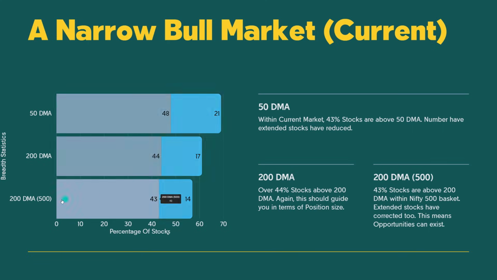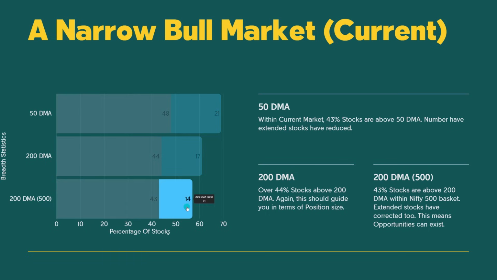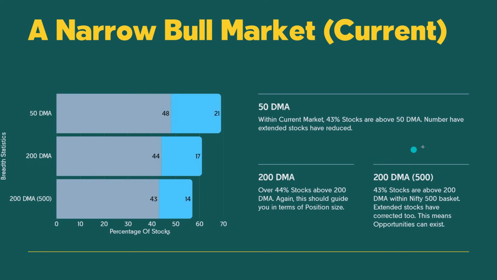And finally, when it comes to 200 DMA, that is Nifty 500 stocks only, the 500 index, within which 43% are above 200 DMA and 14% only remain extended, which means in the last bit of correction that happened in the last 15 odd days, even the extended names pulled back a lot.